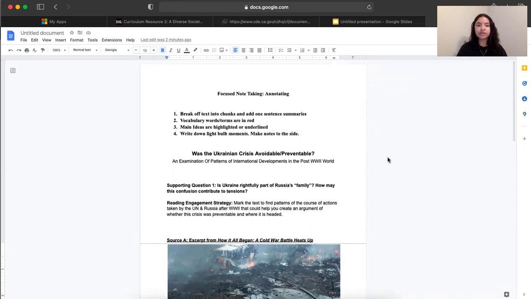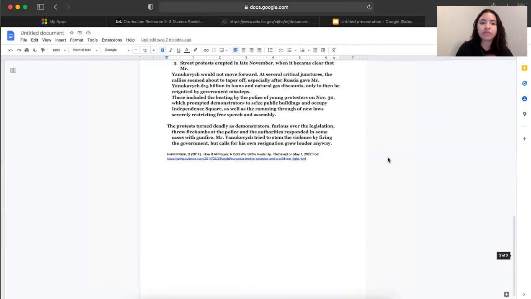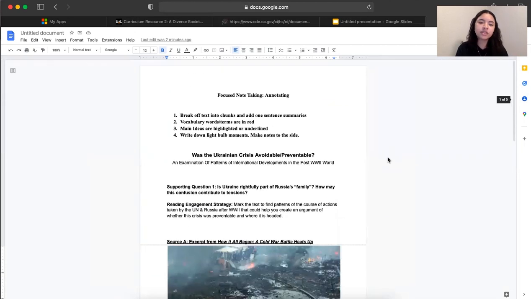Hello, wonderful class. Today we are going to be practicing a literacy strategy called focused note taking. We're going to be focusing specifically on annotating during these notes. Our steps in doing so are to, one, break off the text into chunks and add one sentence summaries. We can see here the text is already broken off into three chunks, so three sentence summaries.